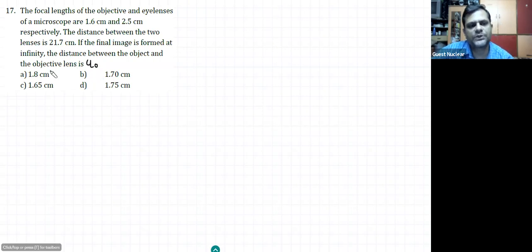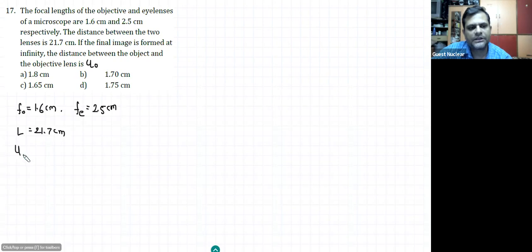And once again the same situation is there. See here, focal length of objective मतलब FO दिया हुआ है 1.6 centimeter. Focal length of eyepiece दिया हुआ है FE, which is given to be 2.5 centimeter. And the distance between two lenses, मतलब ये क्या हो गया actually? This is going to be the length of microscope here, which is given to be 21.7 centimeter here in this case. And since the final image is formed at infinity, so final image form infinity जब form होता है, तो इसका मतलब यहाँ पे UE is going to be same as FE as in the previous case.